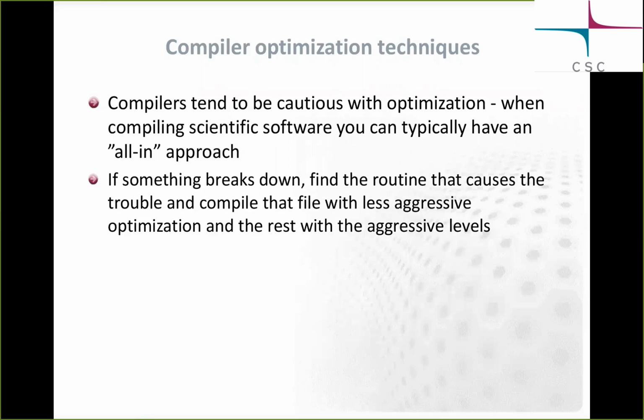Sometimes this starts giving wrong numbers, or even garbage, something completely random. So if something breaks your code, your duty is to find the routine that really breaks because of the optimization, compile that file with less aggressive optimization, and then the remaining code with the most aggressive level. That's really the way to port an HPC application on the system. It takes some time, some effort, but pays off in terms of performance.